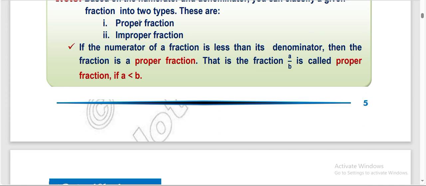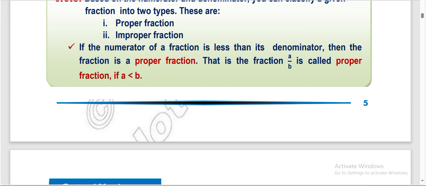When we call proper fractions, proper fraction means the value of the numerator is less than the value of the denominator. In improper fractions, the value of the numerator is greater than the value of the denominator. If the numerator of a fraction is less than the denominator, then the fraction is known as a proper fraction.